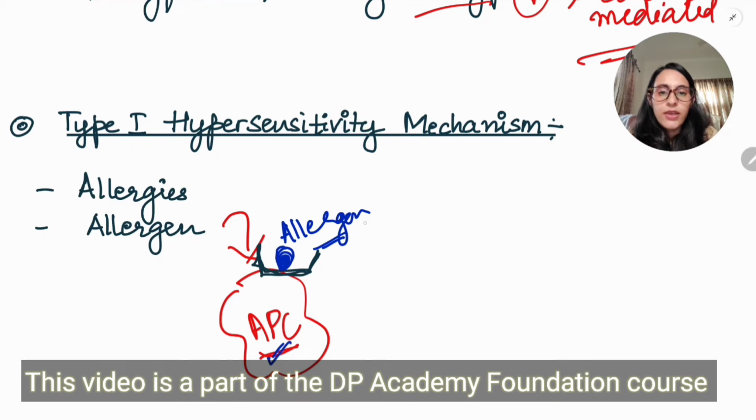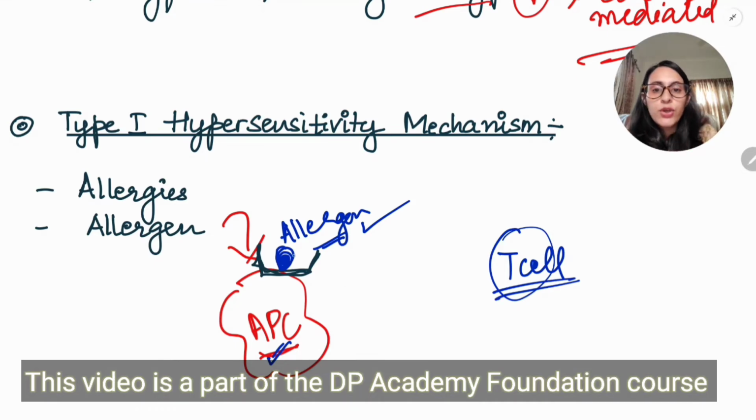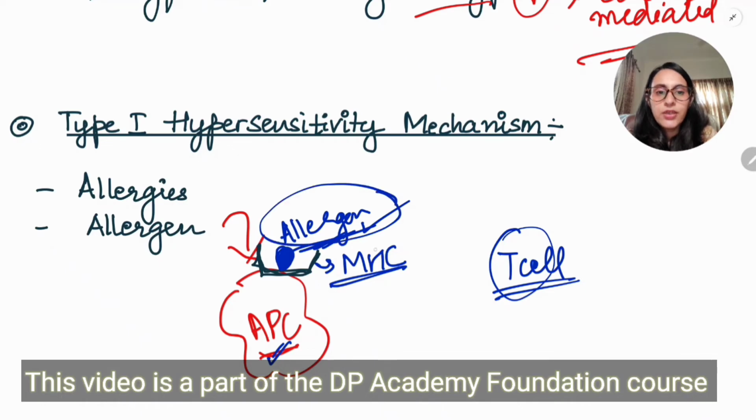This is you yourself. The allergen is a glass of water. If a guest comes to your house, the guest is what? The guest is the T cell. If the guest comes to your house, you are not going to give this allergen, which is the glass of water, directly in the hands. You are going to give the glass of water on a tray. The tray is what? The tray is MHC. So the purpose of this MHC is to present the allergen to the T cell. This is the function of the MHC.